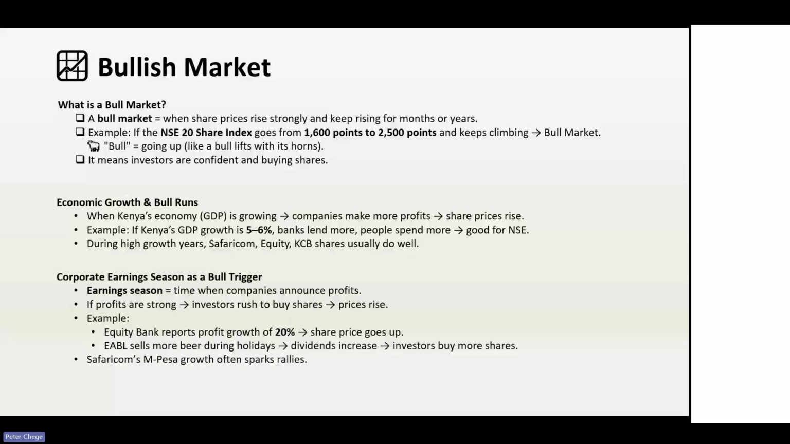So then what is a bull market or bullish market? A bullish market is when prices rise strongly and keep rising for months or even years, depending on the market. But for NSE, you'll hardly see years, it's months, because we'll always have something affecting the company, then the prices go down. So you'll find the NSE 20 share index has shot up by a huge percent, let's say 20%, and keeps on increasing. That time we have a bull market. So when you hear bull market, the market is performing well. It means the top 20 companies which control NSE, their prices are increasing.